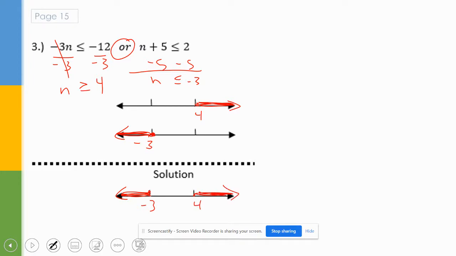That's your final answer with points on there. I can't make those without PowerPoint jumping around. Oftentimes, this is what the or looks like. Arrows going opposite directions.